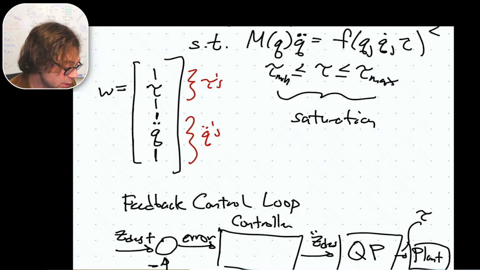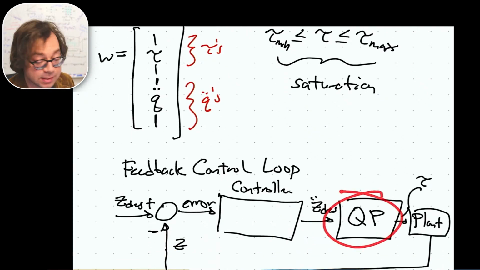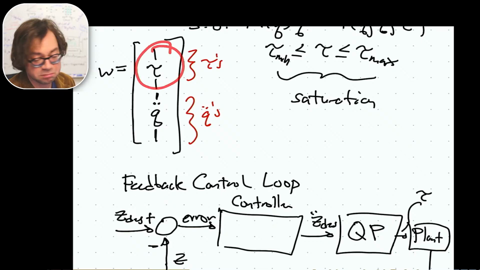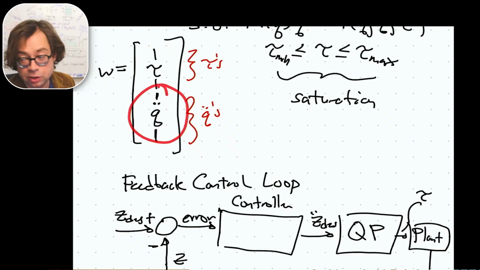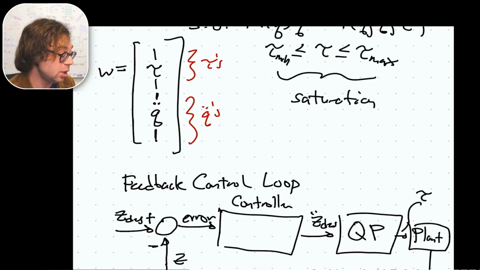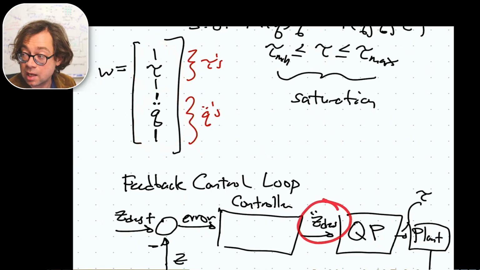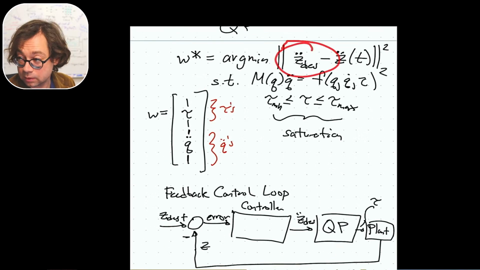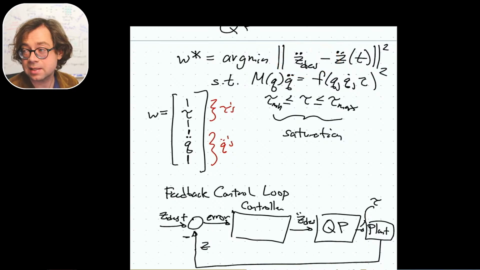So this QP, this quadratic program, this optimization that we're running, its job is to give us the best torques and then tell us what the best accelerations it can achieve in the joint space, q's, right? It'll tell us those, assuming we give it a z double dot desired. Just to remind us, there's z double dot desired right there. Who decides that? We do.